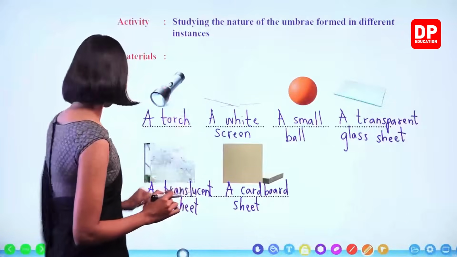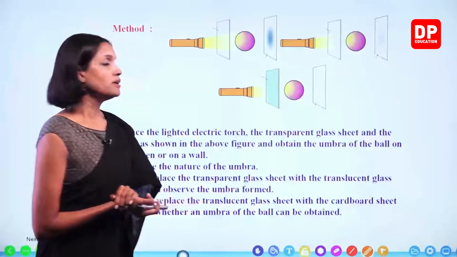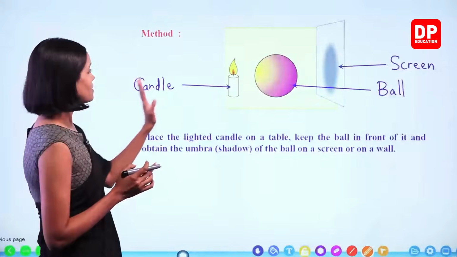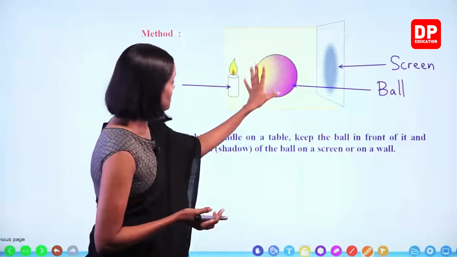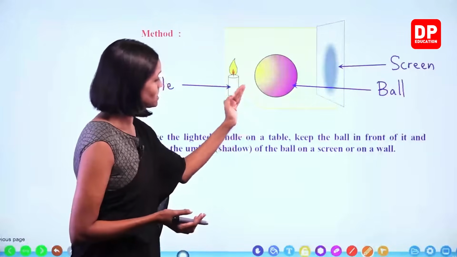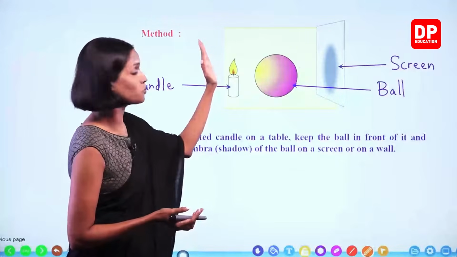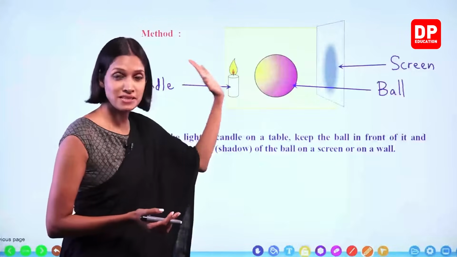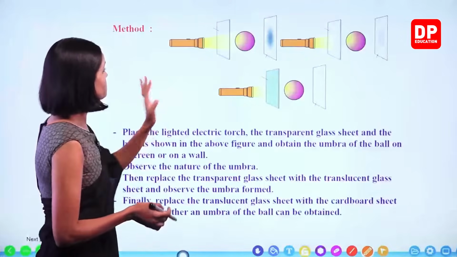Okay? So how to do this activity? Right. Look at this one. Now earlier, if you remember, we did this activity like this. We lighted the candle and we placed the ball in between the candle and the screen. Now here in this activity, we are going to do it in a similar way but little different. So in between the candle or the source of light and the ball, we are going to place each of these glass sheets and the cardboard sheet. Okay? So this is what is given in this picture.